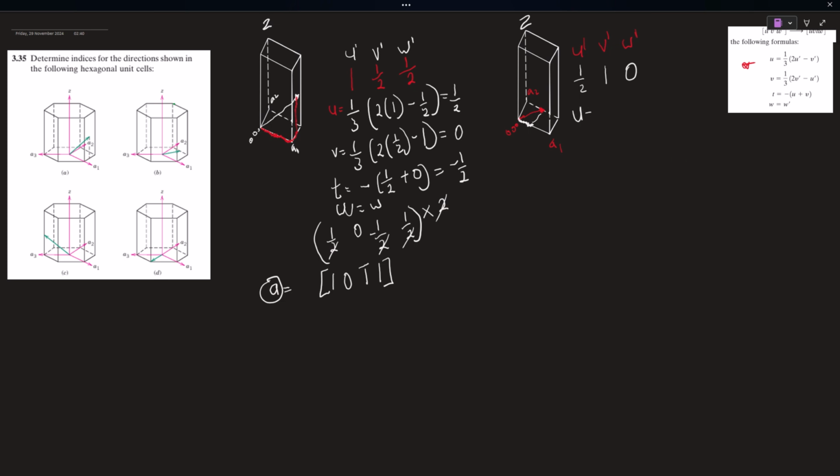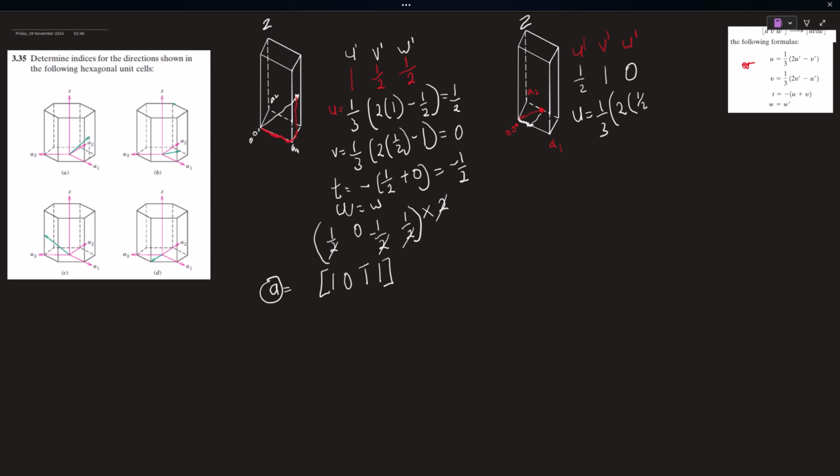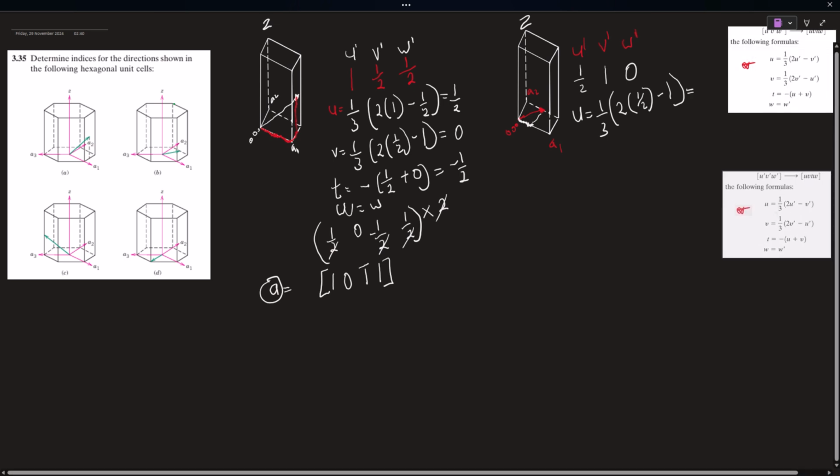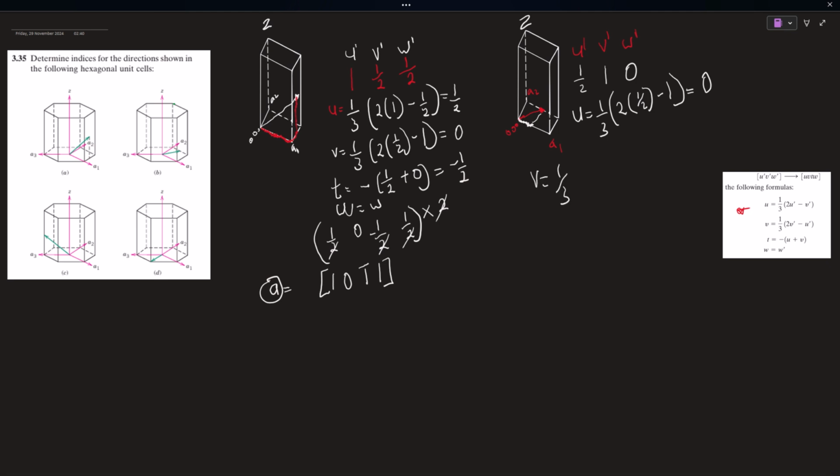So we have U is equal to 1 over 3, open bracket 2, open bracket, our U is 1 over 2, close bracket, minus 1. So punching that into the calculator, I have 0. Then you should always make sure you type well, because most of the time I read my direction well, but when I'm typing into the calculator I make mistakes.